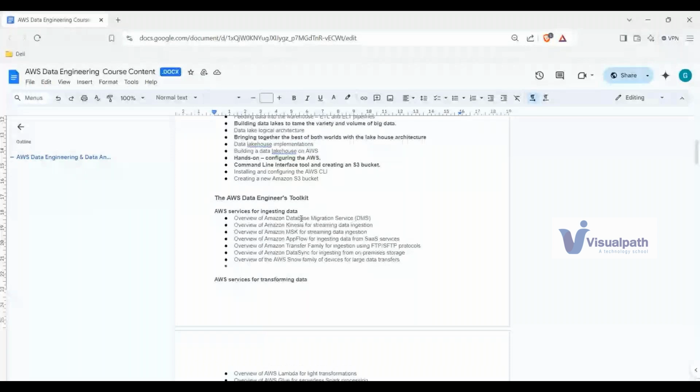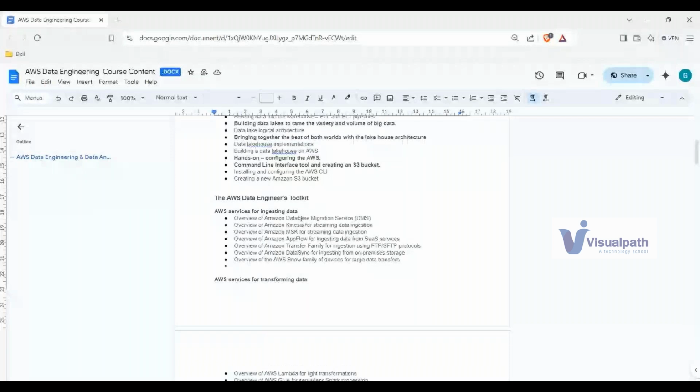So over here we use Amazon Database Migration Service for migration and Kinesis for streaming. Along with this we have Flink and Amazon MSK for streaming data ingestion, and AppFlow. See, don't get too worried about the services. You have more than 200 plus services. Try to understand the business problem and how that can be solved with AWS.